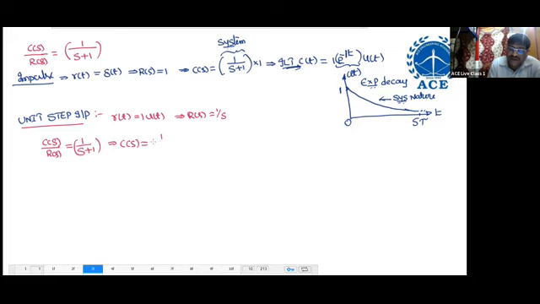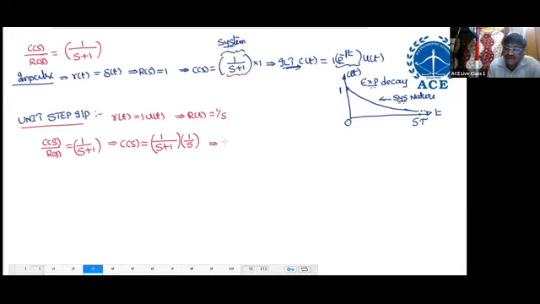That means I can write 1 by s plus 1 into 1 by s. 1 by s plus 1 belongs to the system, and 1 by s belongs to the input. That means one extra term is added. Because of this extra term, we don't get the exact system response. Earlier only system terms were there, but here an additional term is added. Then I cannot call it system behavior, system response, or natural response.